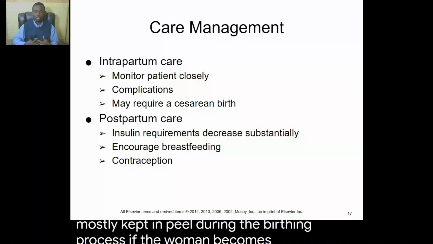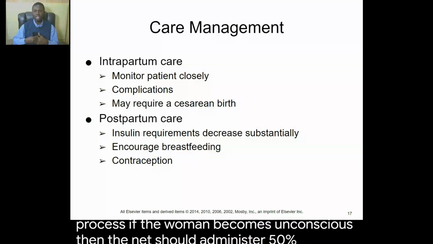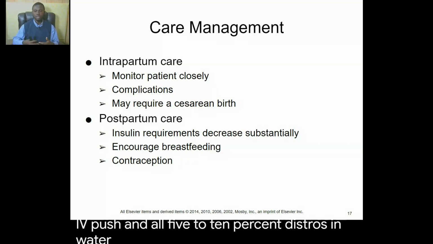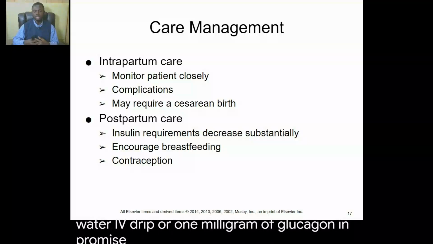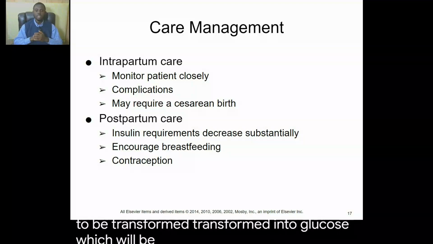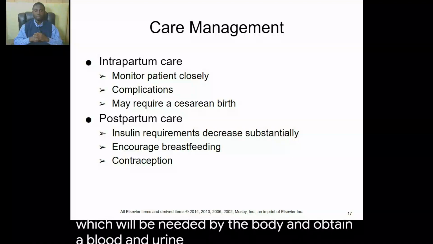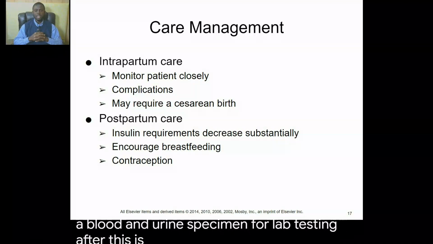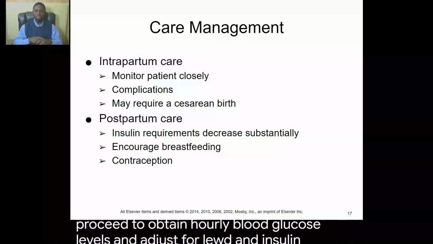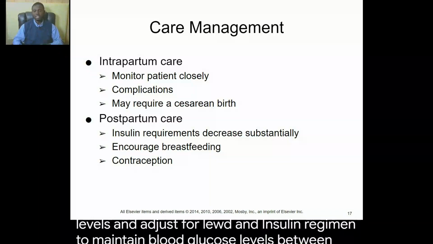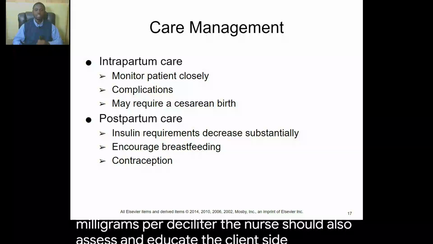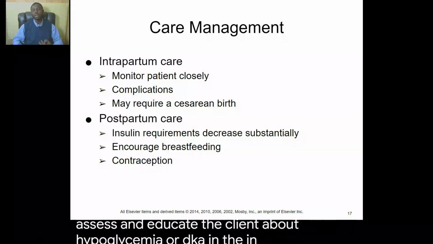If the woman becomes unconscious, then the nurse should administer 50% dextrose IV push, or 5 to 10% dextrose in water IV drip, or 1 milligram of glucagon intramuscularly to cause the glycogen stores to be transformed into glucose, which will be needed by the body, and obtain a blood and urine specimen for lab testing. After this is done, the nurse should proceed to obtain hourly blood glucose levels and adjust fluid and insulin regimen to maintain blood glucose levels between 90 and 110 milligrams per deciliter. The nurse should also assess and educate the client about hyperglycemia or DKA in the intrapartum period.